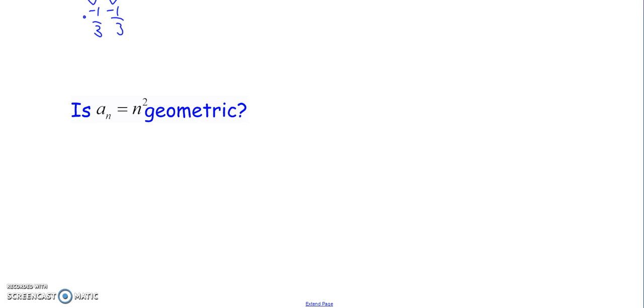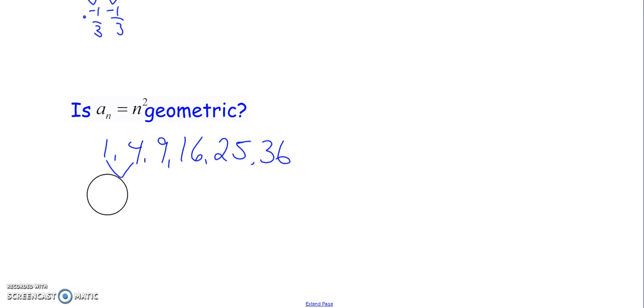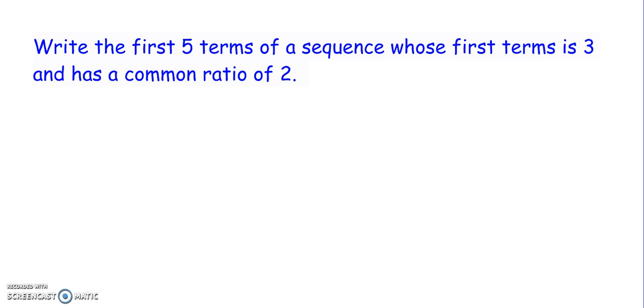So, a little question for you. Is AN equal to n squared geometric? If you write out the first few numbers of this pattern, and I shouldn't need to go any further than this, is there a common ratio? You should be able to prove to me yes or no. Right off the bat, to get from here to here, I would need to times by 4. And if I times by 4 again, it's not working, not getting to my next number. So right off the bat, there is no common ratio. The answer is no, this is not geometric. The first three were, the last one was not.